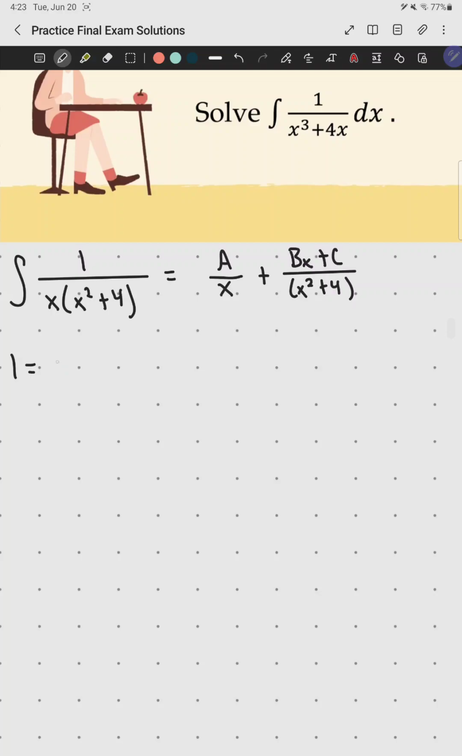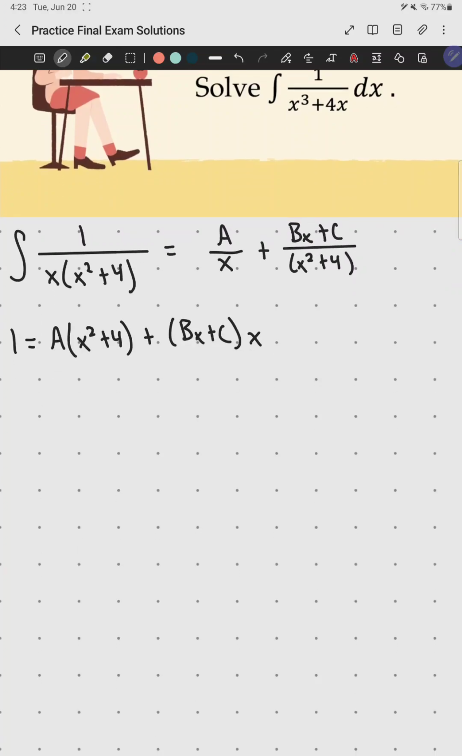From here, our 1, we're going to do our cover-up method, cover up your x. We are left with a times x squared plus 4 plus bx plus c times x. Now from here, we could actually find out our a if we set our x equal to 0. Our x squared will be 0, so we have a times 4. This entire thing becomes 0, so we're left with 4a. So our a right away is already 1/4. We can see that.